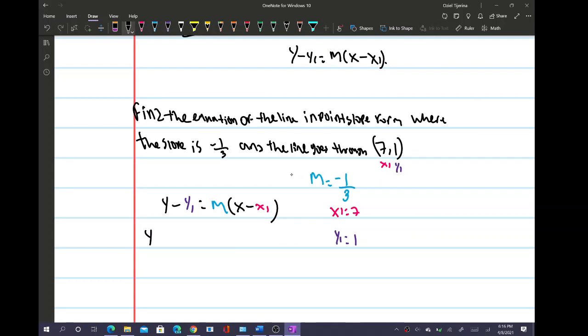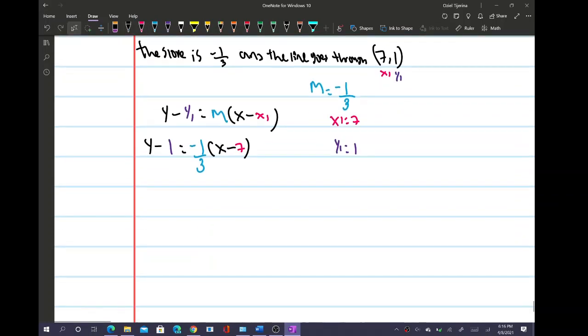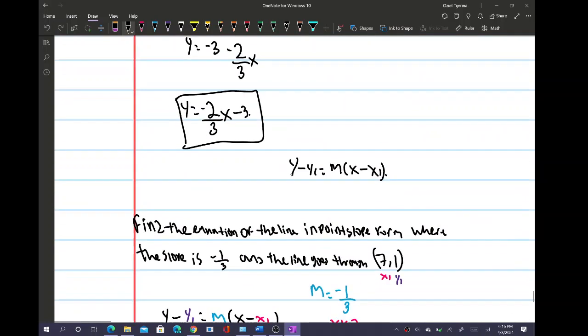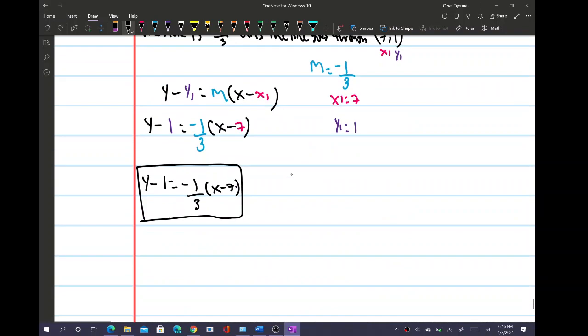So you have y minus 1 equals, and the slope is negative 1/3, so you say negative 1/3 times x minus 7, right? So your answer would be y minus 1 equals negative 1/3 times x minus 7. Okay. That is in point-slope form.